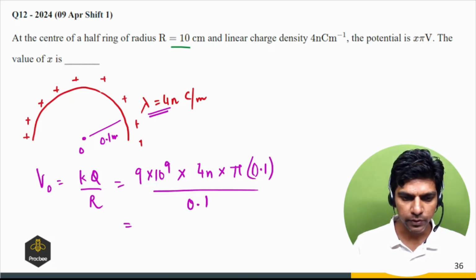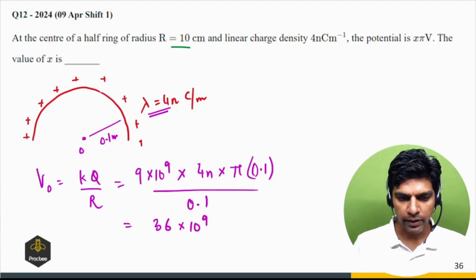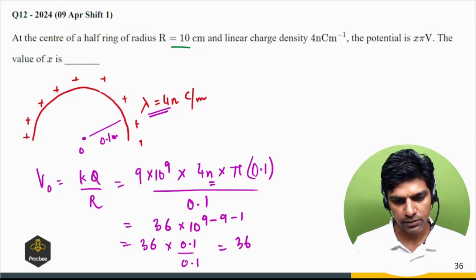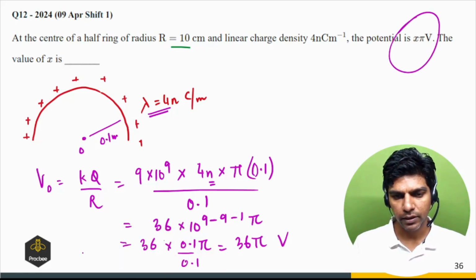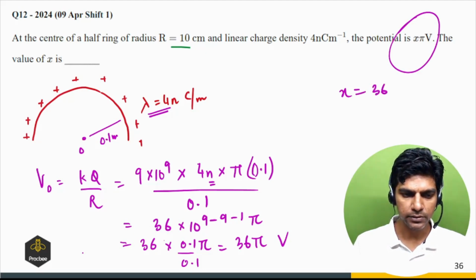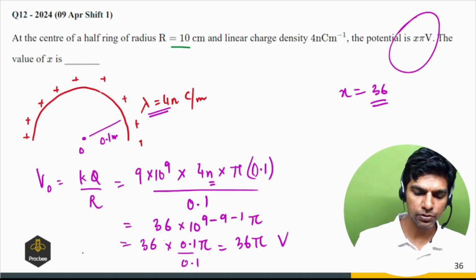So this comes out to be 36 into 10 raised to power 9, and this is nano. So minus 9 minus 1. So this comes out to be 36 times 0.1 by 0.1. So it will be 36, and pi is also there, right? So 36 pi. So if we compare, x comes out to be 36. So 36 is the answer of this question.